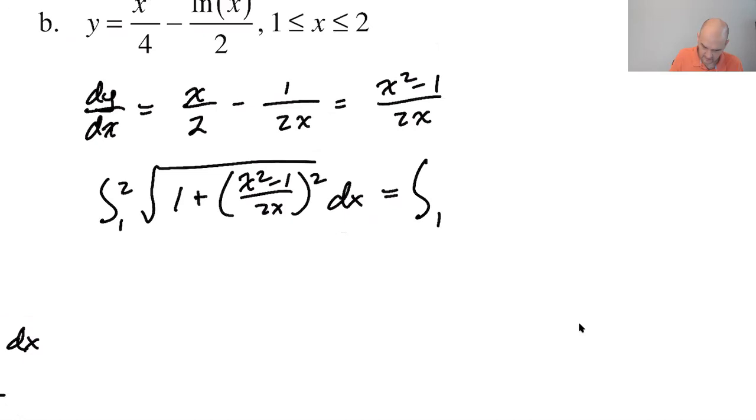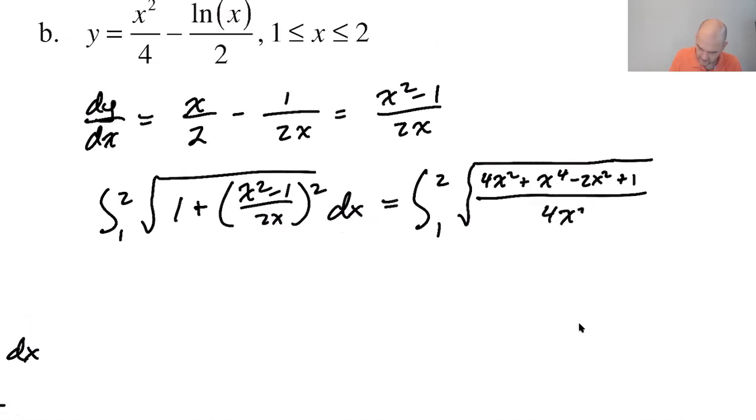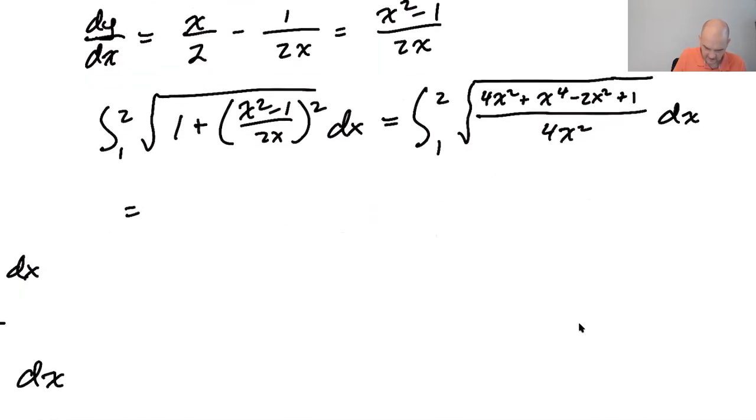Algebra, 1 to 2, square root of. All right, I'm going to get a common denominator at the same time. So the denominator is really 4x squared. So I get 4x squared plus x to the 4th, multiply them together times 2, minus 2x squared, and square the last. Whoop. And then over 4x squared dx. So this simplifies. I mean, it must simplify into 4th power.